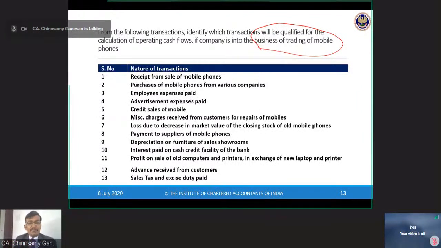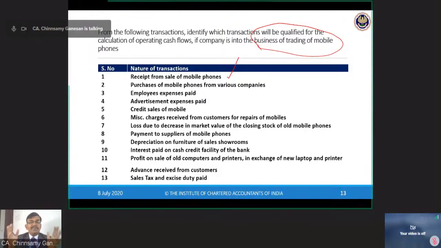Receipt from sale of mobile phones. What is my business? Is that trading of mobile phones? So automatically this is my cash inflow from operating activities. Perfectly correct. Purchases of mobile phones from various companies. Unless I purchase, I cannot sell. So it is also relating to my core business.